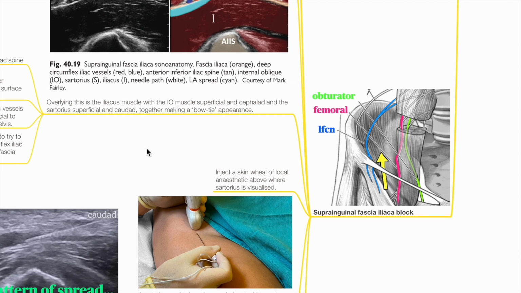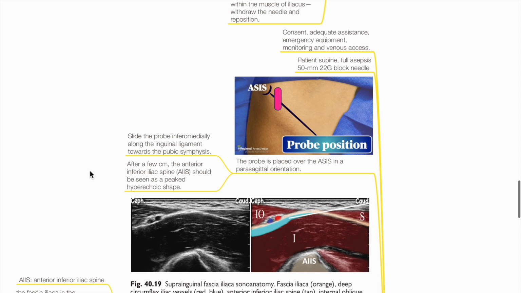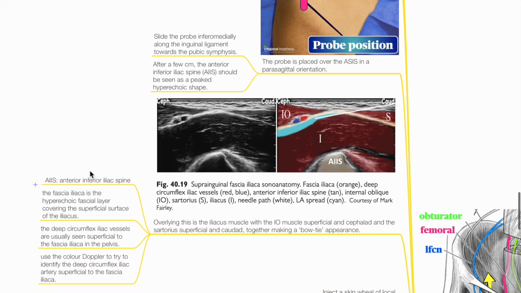Suprainguinal fascia iliaca block. Preparation as for infrainguinal approach. Probe is placed over ASIS in parasagittal orientation. Slide probe inferior-medially along inguinal ligament towards pubic symphysis. After a few centimeters, the anterior-inferior iliac spine should be seen as a peaked hyperechoic shape.